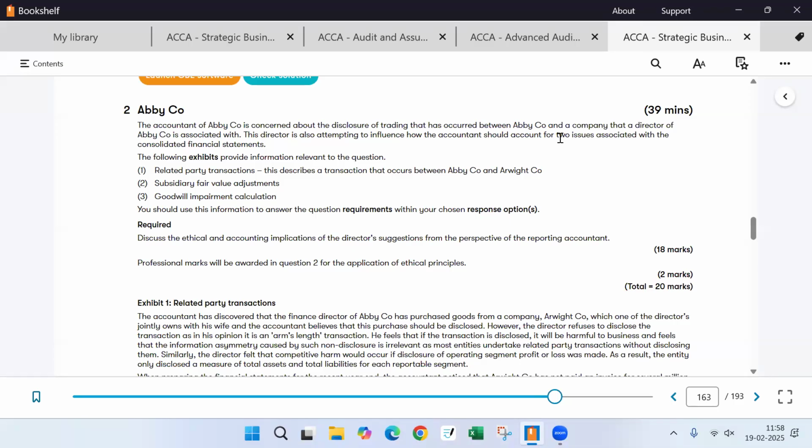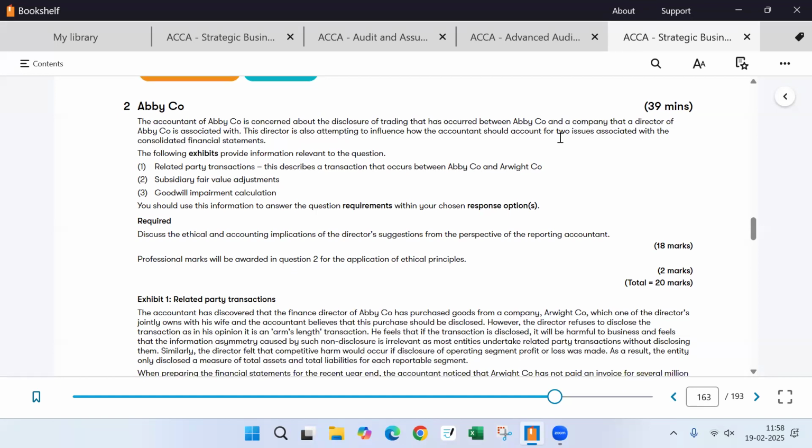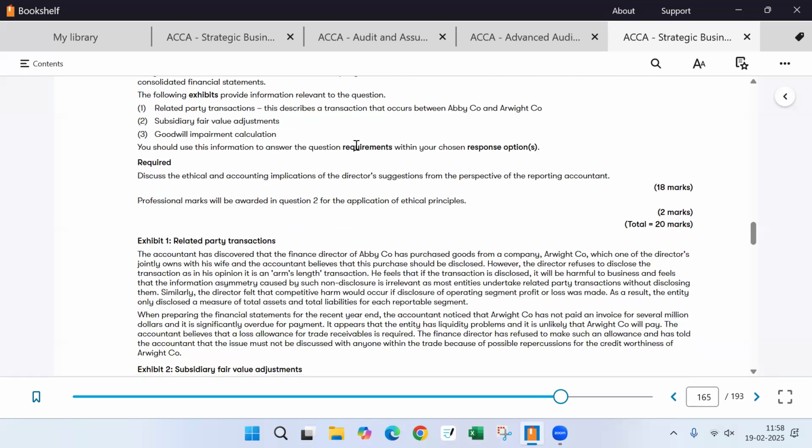First and foremost, the related party transactions. Then you have subsidiary reservation to answer the question requirements. Discuss the ethical and accounting implications of the director's suggestion from the perspective of the reporting accountant. Professional marks will be awarded in question 2 for the application of ethical principles. Okay. So first, goods from the company.